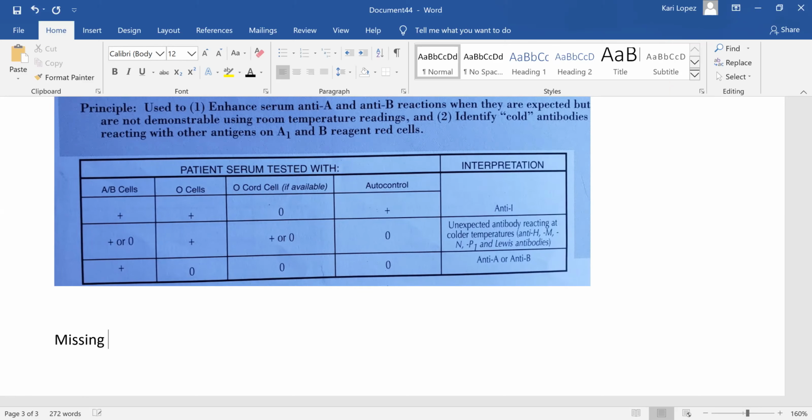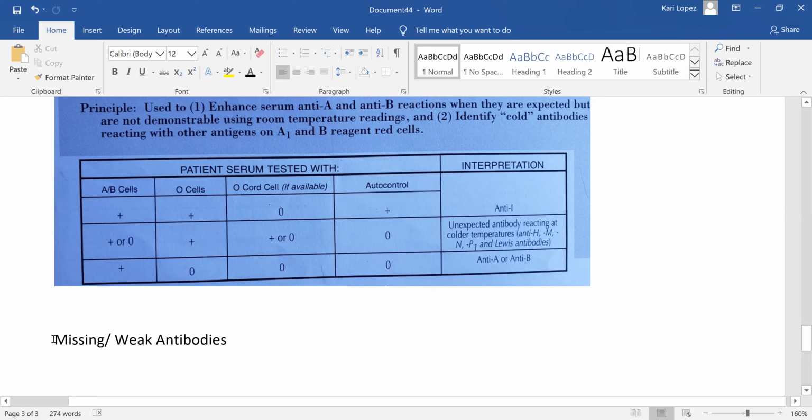So our next one is missing or weak antibodies. So we talked about newborns and elderly both causing weak reactions. Which one would be missing or weak antigens? Newborn or elderly? Newborn, yep. And which one would be missing or weak antibodies? The elderly.